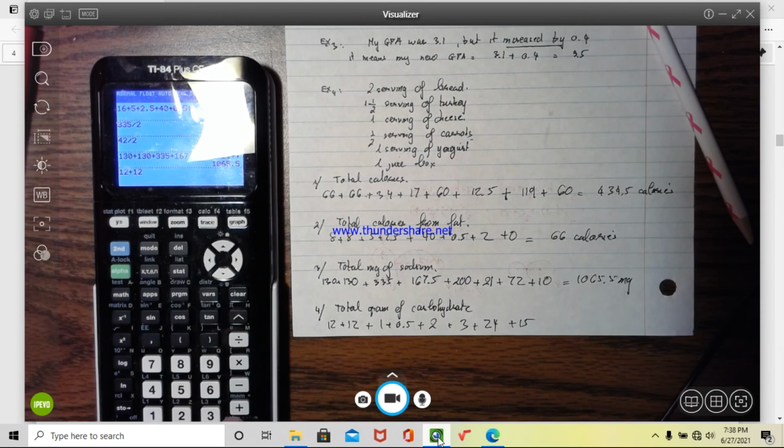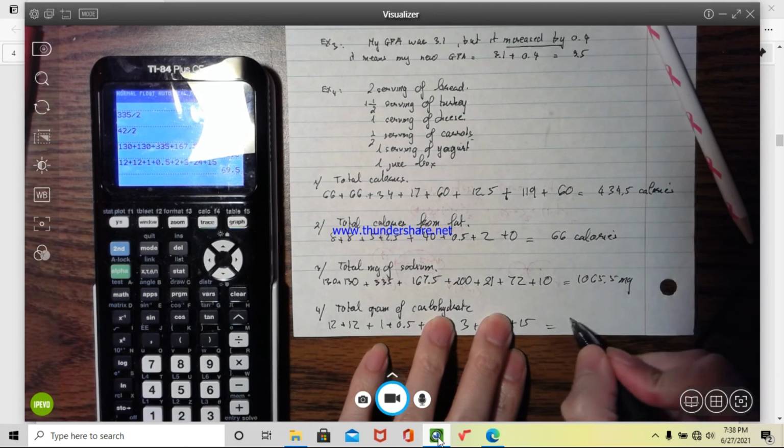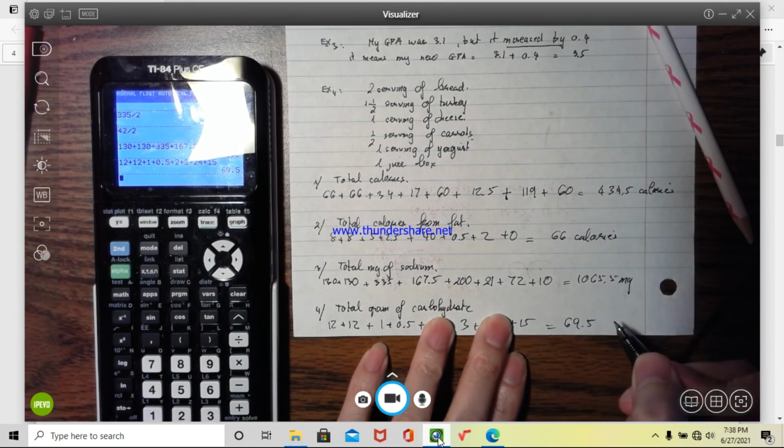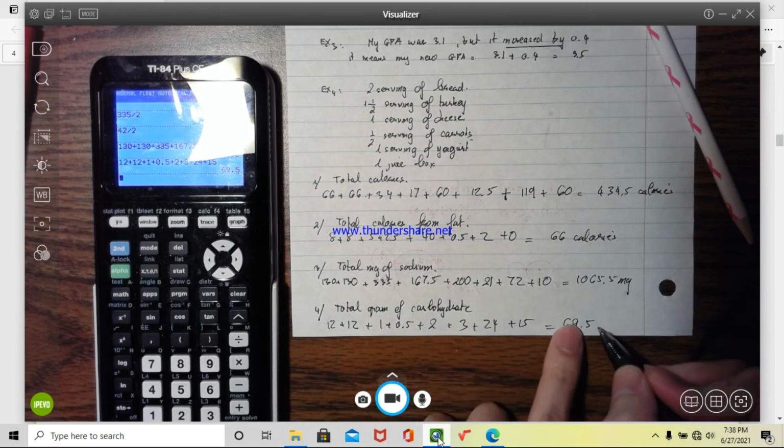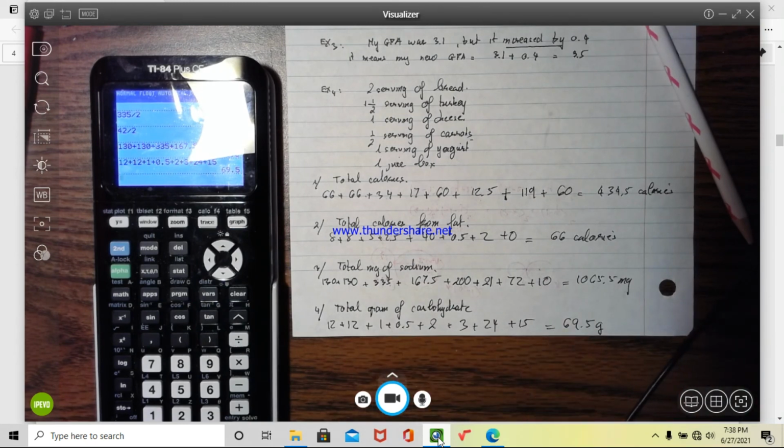Plus 12, plus 1, plus 1.5, plus 2, plus 3, plus 24, plus 15. So I'll give you 69.5 gram. So the unit, the denomination here is gram, so it's just gram. Okay. So that is how you add the same quantity. You just add them up.